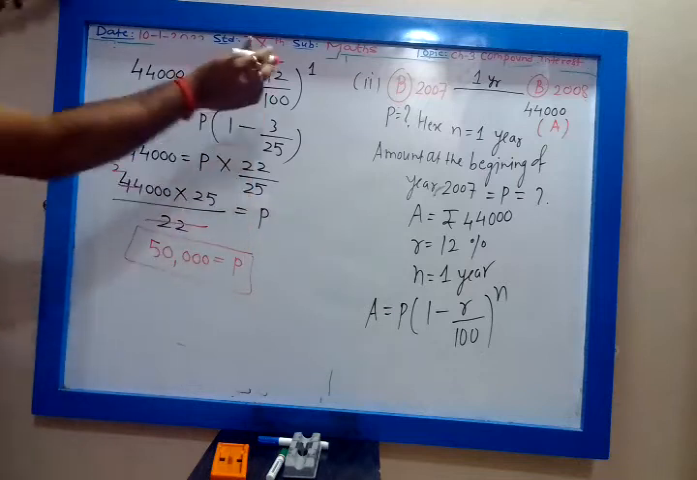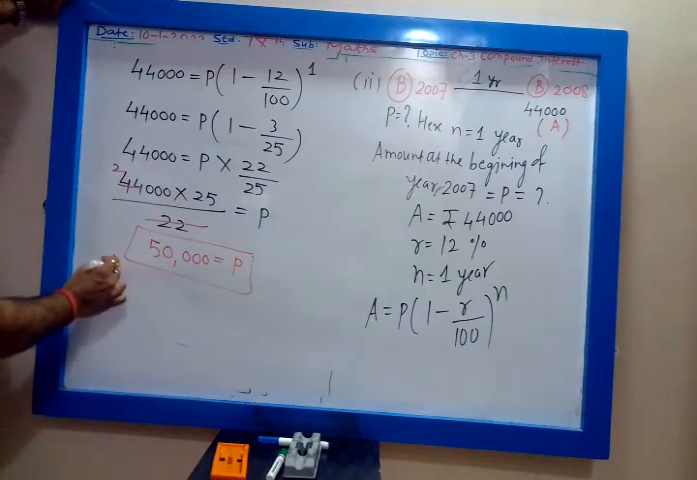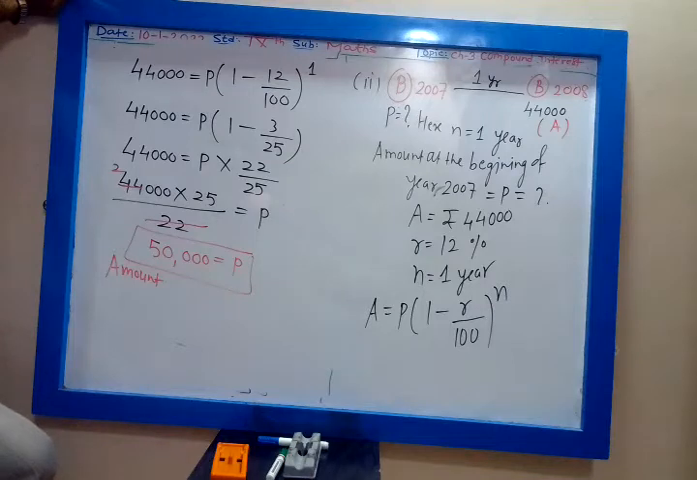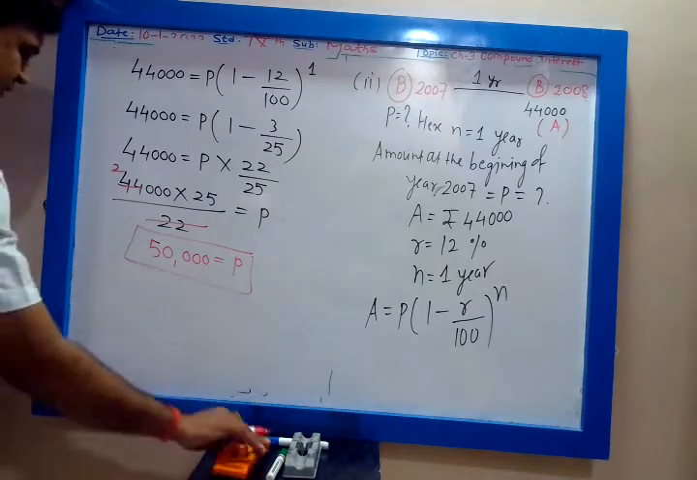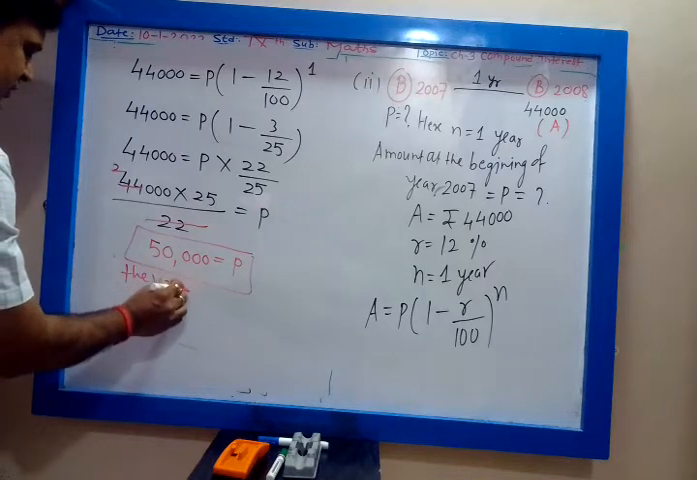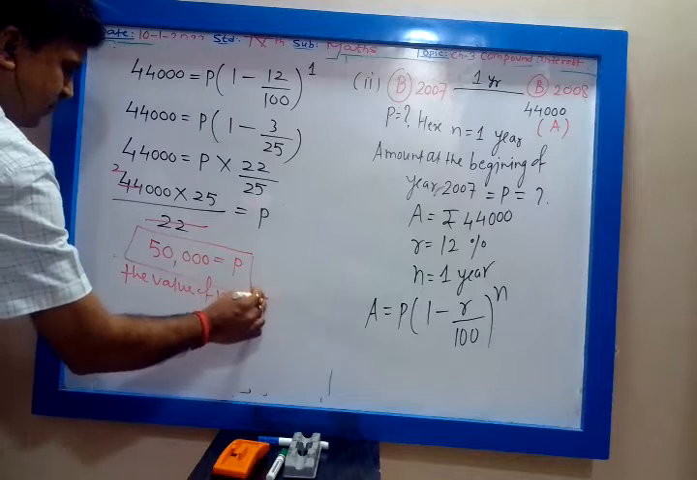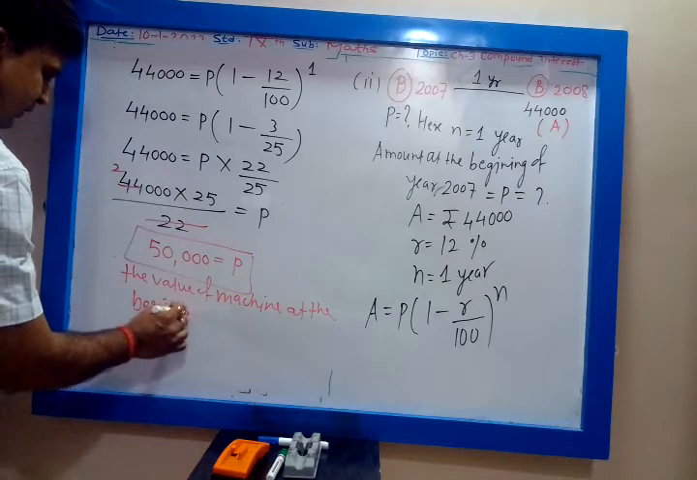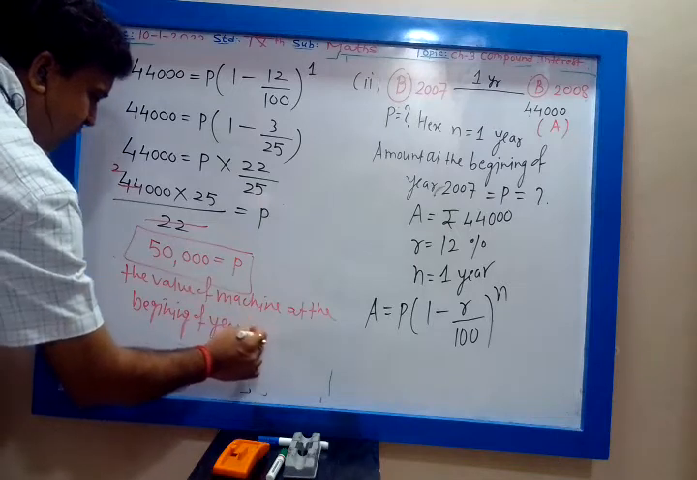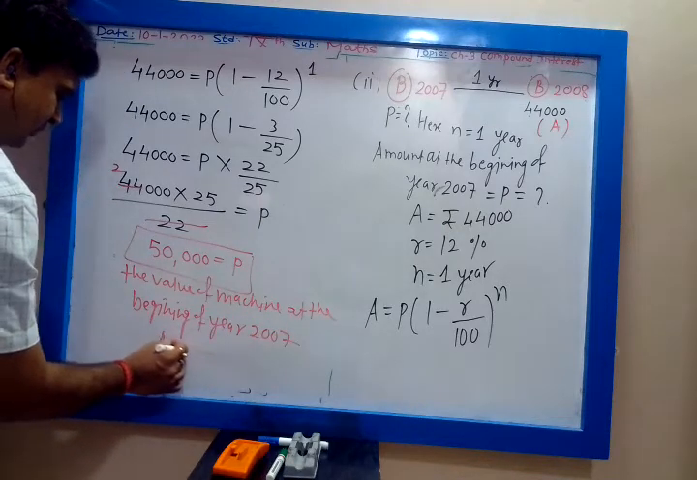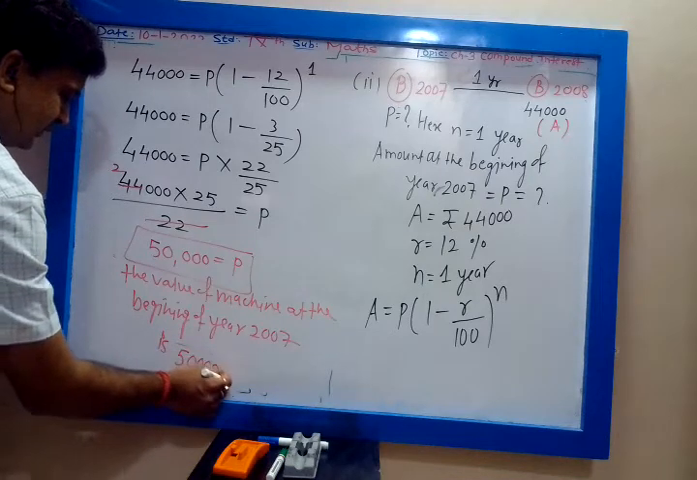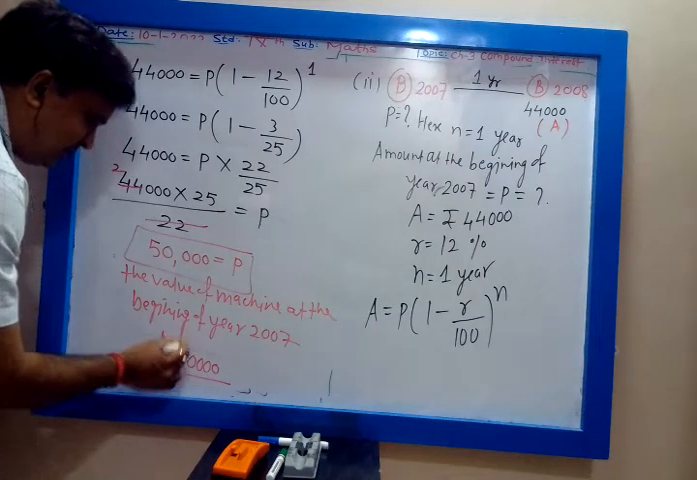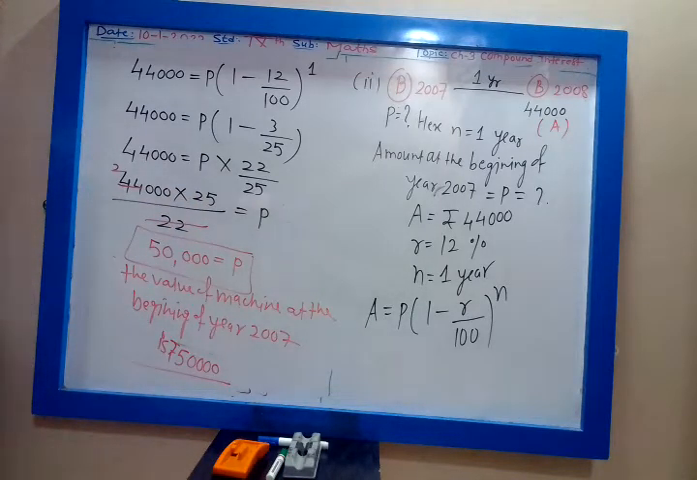So amount at the beginning of year 2007 is my principal amount. So write down, amount of machine. What is asked? Find its value. So write down, the value of the machine at the beginning of year 2007 is 50,000, because every year it depreciates. So price will go on reducing every year. Rupees is important. Rupees 50,000.